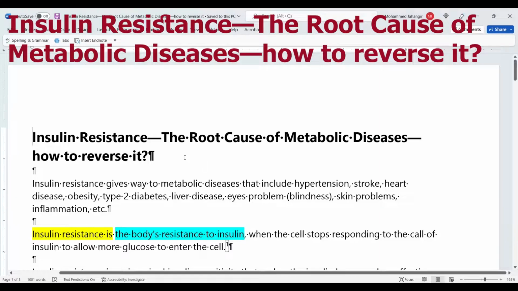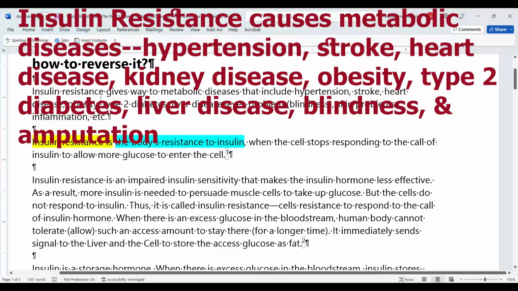Insulin resistance, the root cause of metabolic diseases. How to reverse it? Insulin resistance gives way to metabolic diseases that include hypertension, stroke, heart disease, obesity, type 2 diabetes, liver disease, eye problems, blindness, skin problems, inflammation.